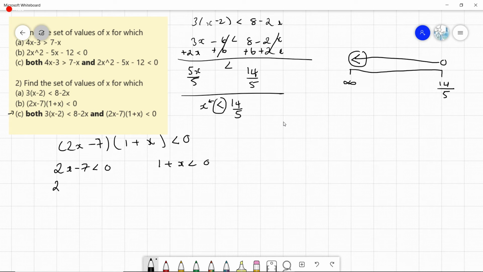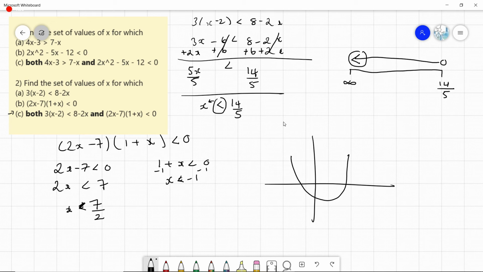So if we solve this one, that will give me 2x, and a plus 7 on that side is plus 7, so x will be 7 over 2. And this side, x will be minus 1, because we're minusing 1 on both sides. Now this is not enough. Now we have to sketch the quadratic.